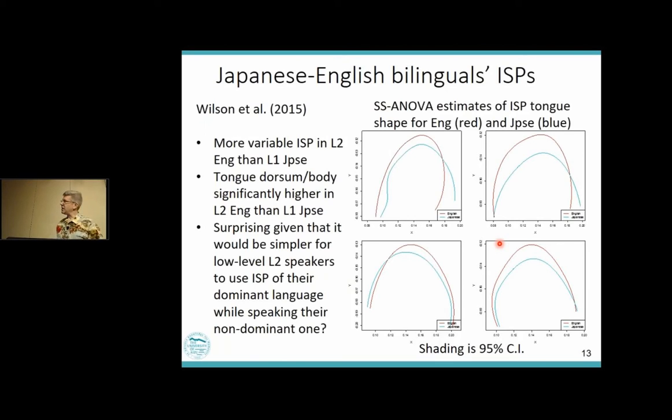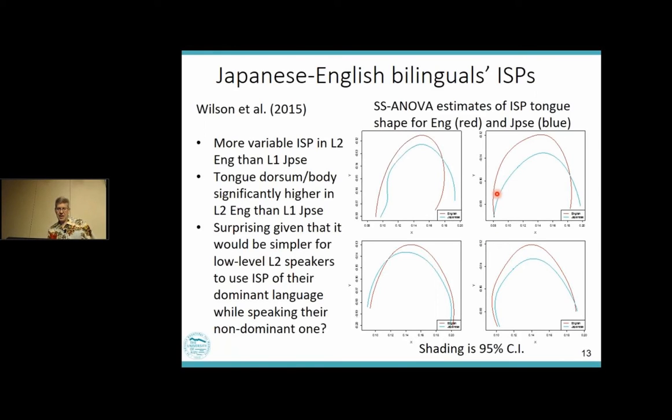Japanese-English bilinguals, ISPs. Let's move on to a different language pair now. So we talked about English and French and bilinguals who were perceived to be native in each of their languages. How about Japanese and English? And in particular, in this case, Japanese participants whose English was fairly low proficiency. So in Wilson et al. 2015, we measured 4 bilinguals who were low proficiency English, and we found a number of things.